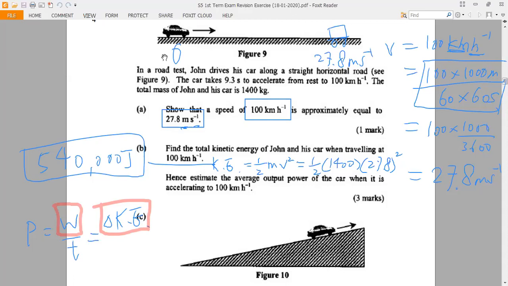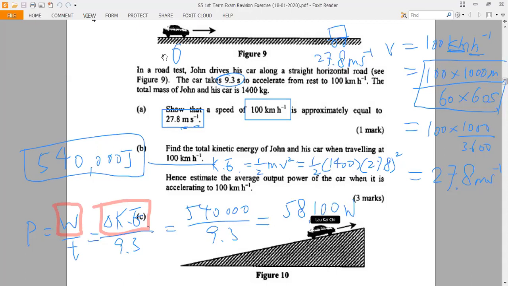So then you may divide it by the time it's given, 9.3. So you may substitute the value you have. So after this, you may find the answer, which is equal to 58,000. Something like this, okay? So that is the answer for the part B. Now, make sure that you know what's going on, because when we are talking about a question involving work or power, it's always like that.